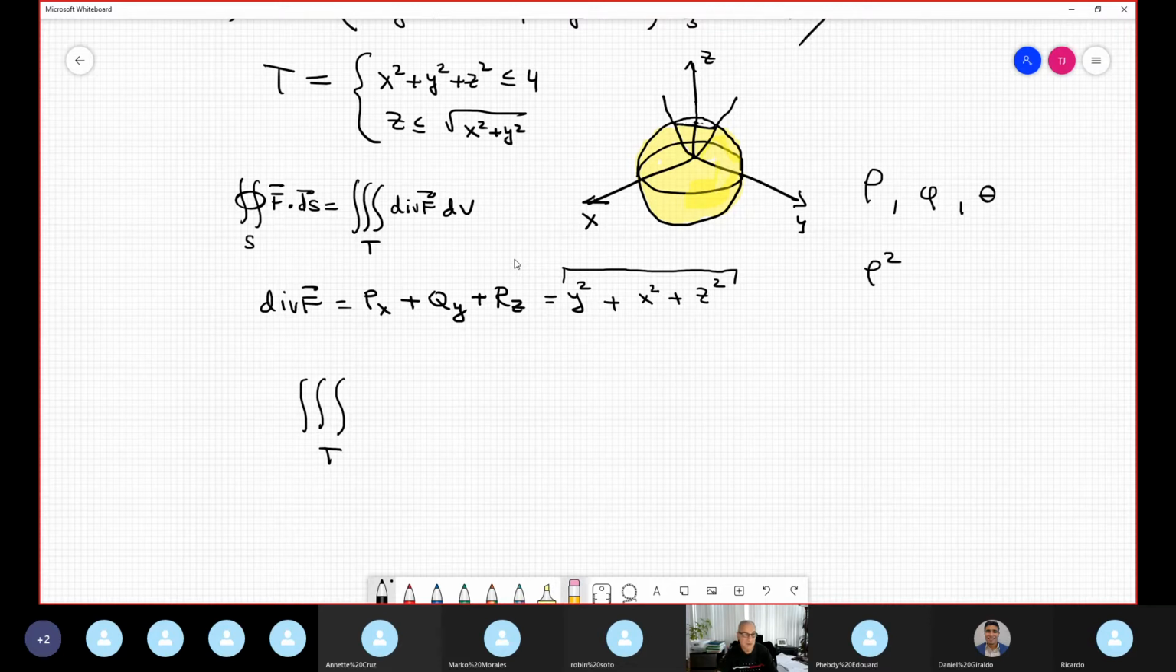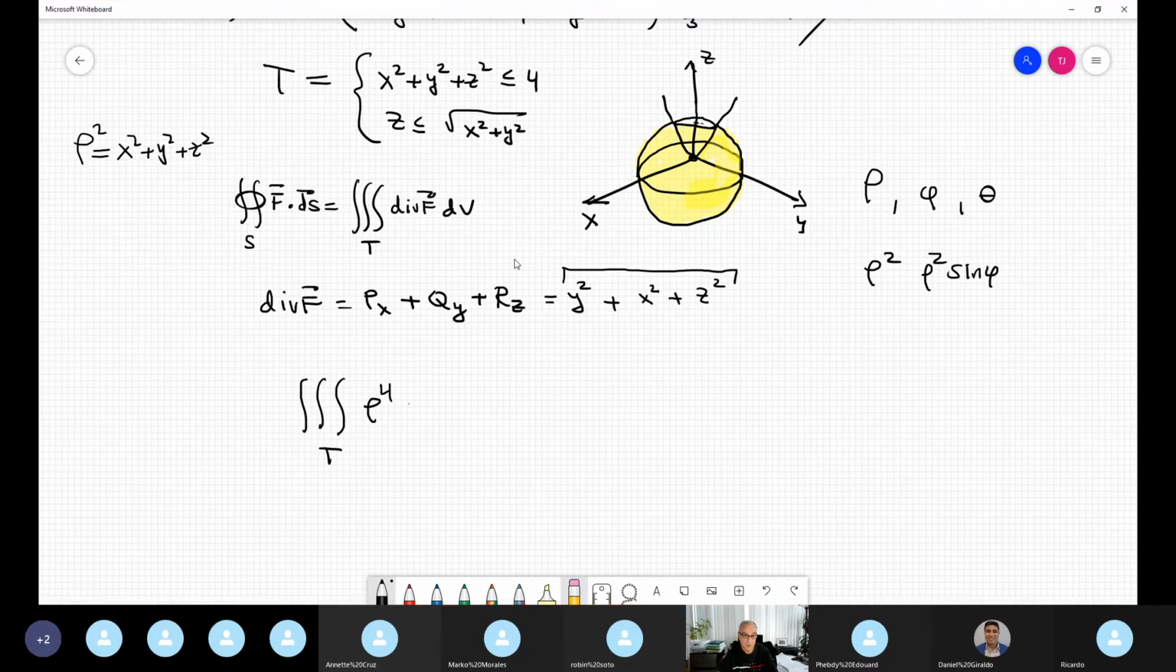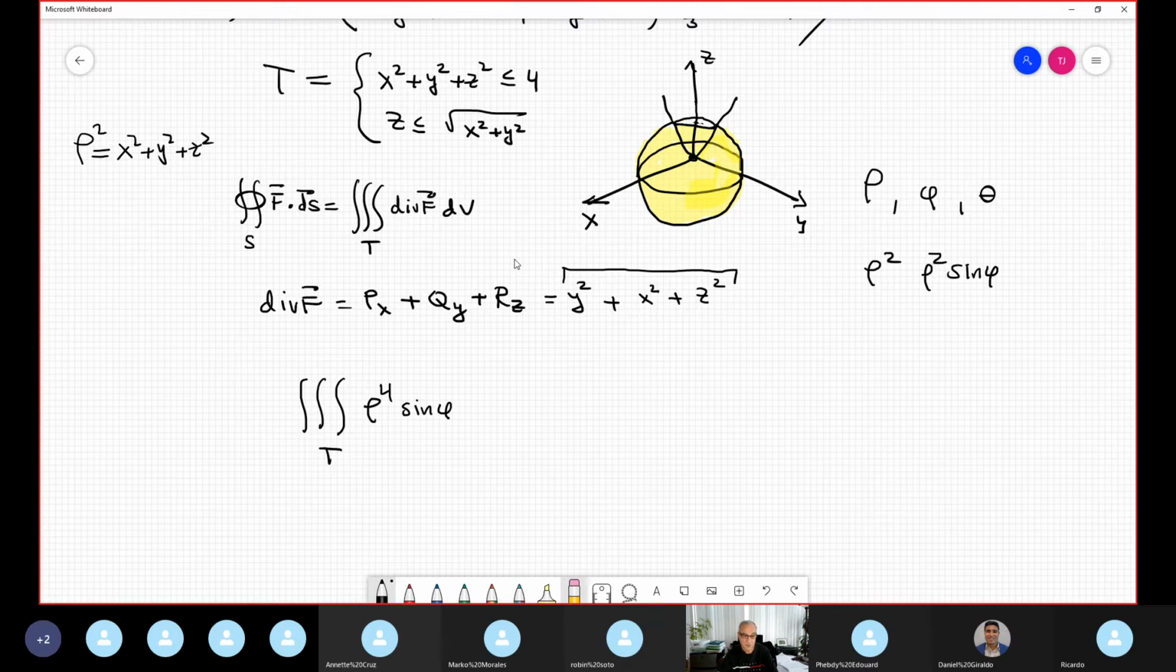Remember the conversion formulas for spherical. Rho squared is x squared plus y squared plus z squared, which is the radius, but from the origin. Not r as in polar, but rho. So it says rho squared. And the Jacobian, by coincidence, is rho squared sine phi. So this is rho to the fourth power sine phi. And you always integrate in that order in spherical: the rho, the phi, and the theta.